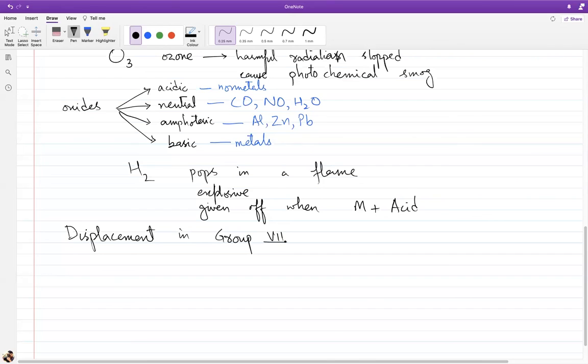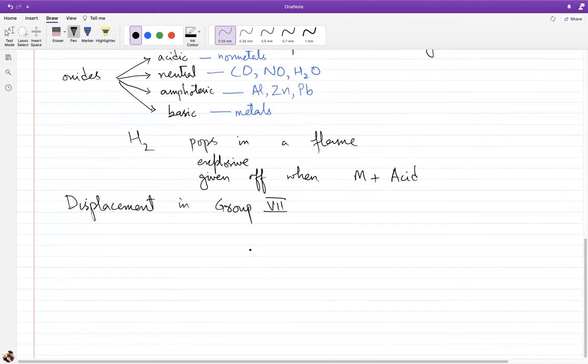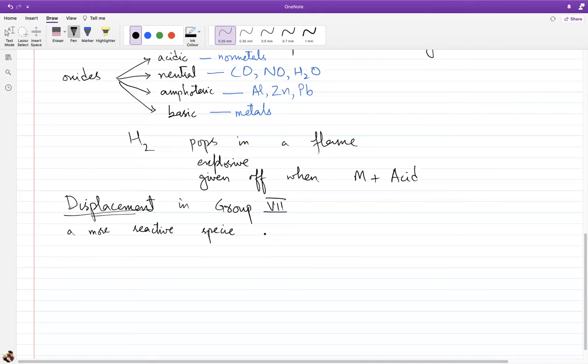Group 7, you know, they are more reactive down the group. Now, the displacement term is going to be used multiple times in the syllabus. What it means is a more reactive species or a more reactive substance displaces or replaces a less reactive substance.